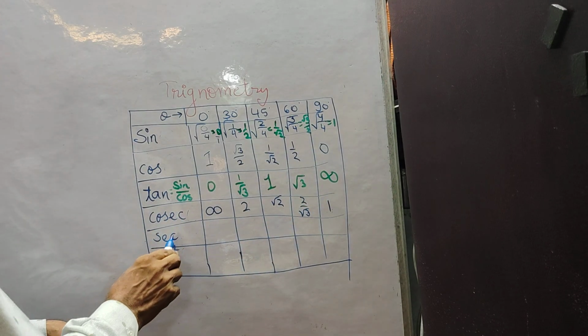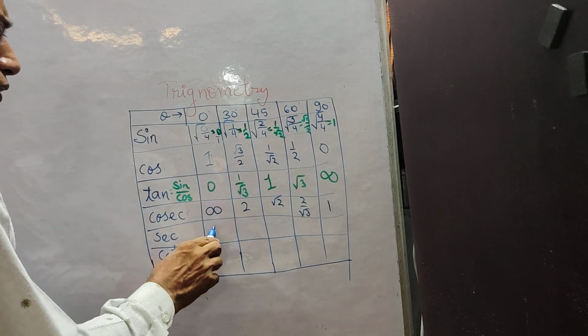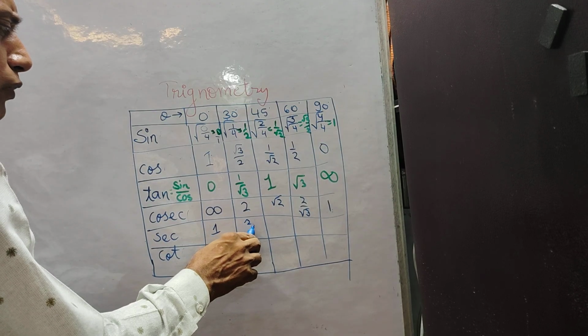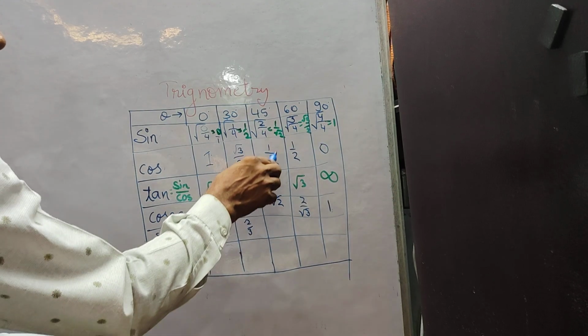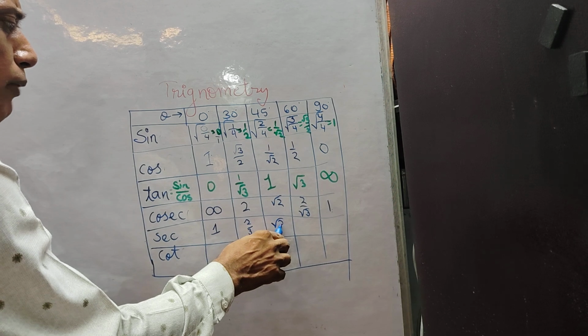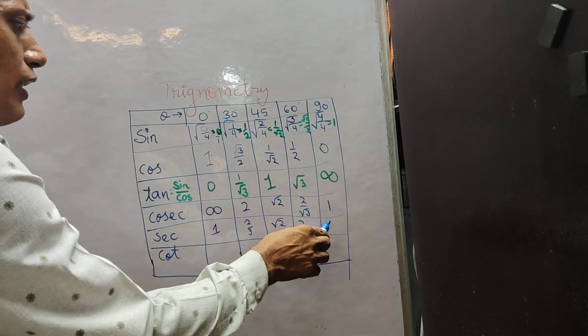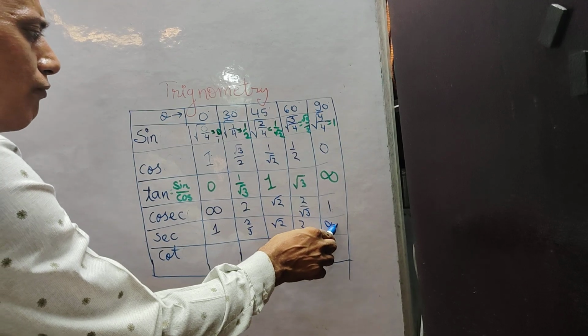Now sec is the reciprocal of cos, so 1's reciprocal is 1. Root 3 by 2's reciprocal is 2 by root 3. 1 by root 2's reciprocal is root 2 by 1, and 1 by 2's reciprocal is 2, and 0's reciprocal is 1 by 0, that means infinite.